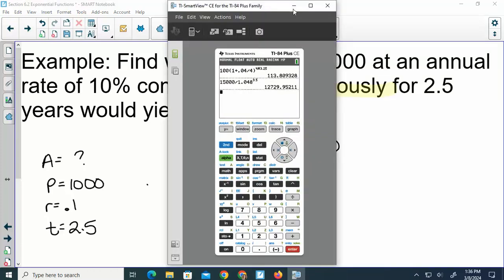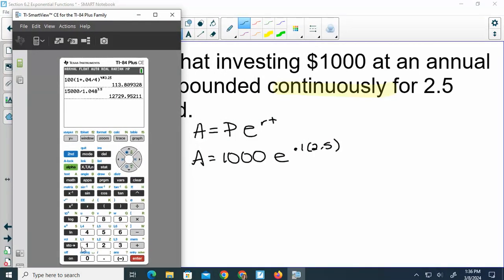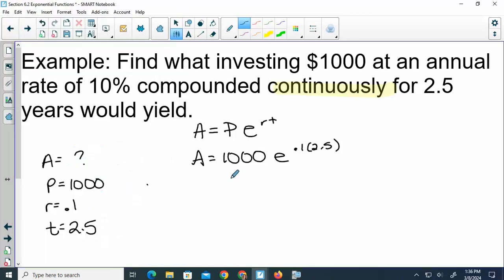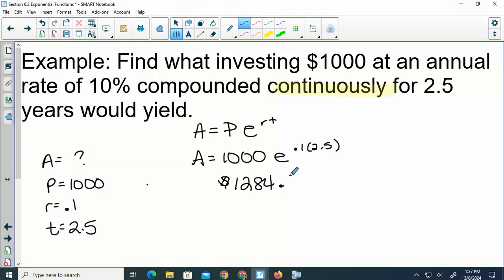So you can just put this in your calculator. So 1,000. You hit second, the LN button, you get the e. 0.1 times 2.5 power. So we get $1,284.03.